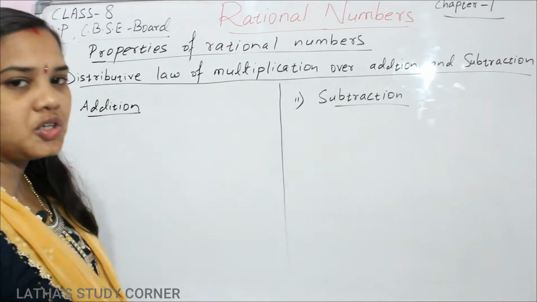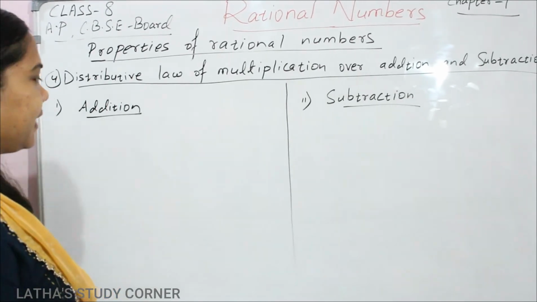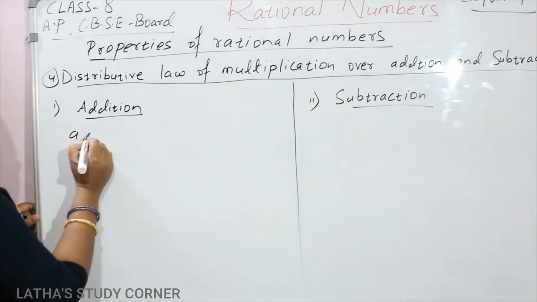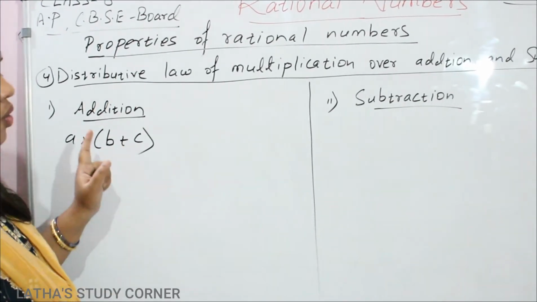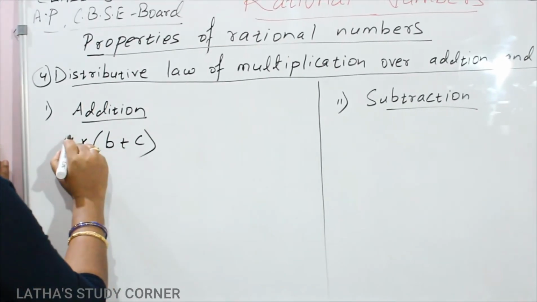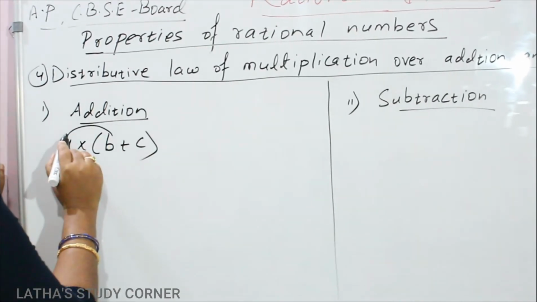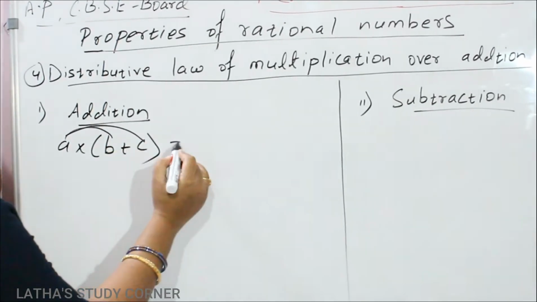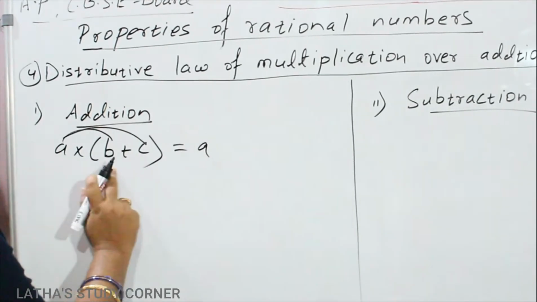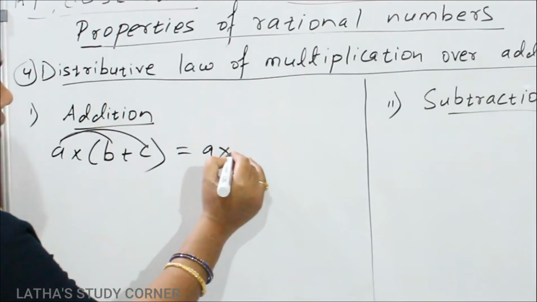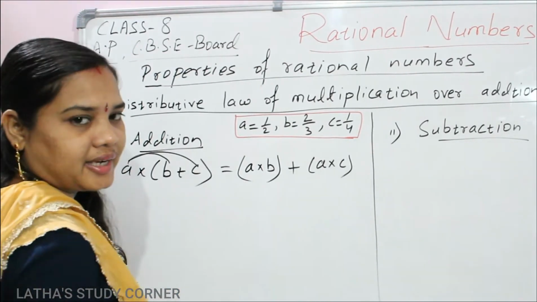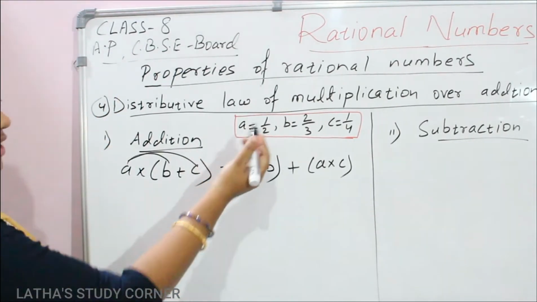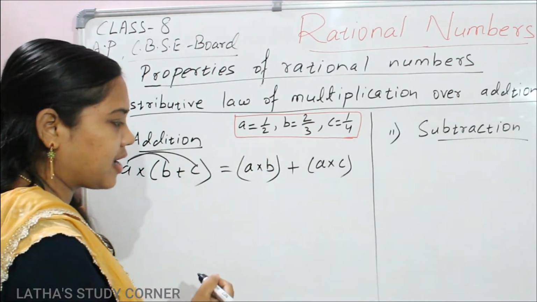First we will see distributive law of multiplication over addition. So A into (B plus C). So distributive law over addition is A into B plus A into C. So A into (B plus C) is equal to A into B plus A into C. Let's check. We have taken some values of A, B and C.